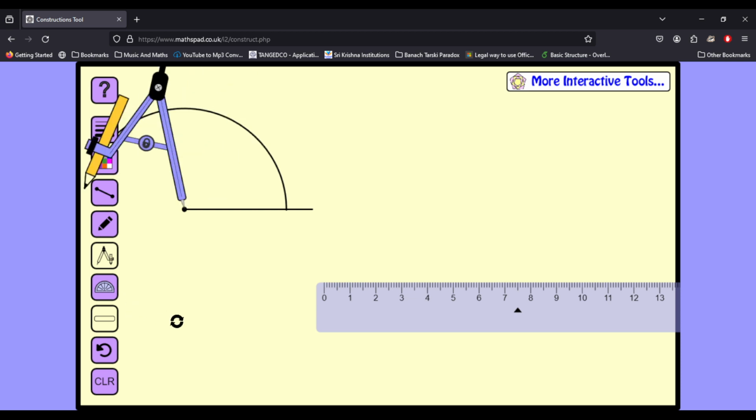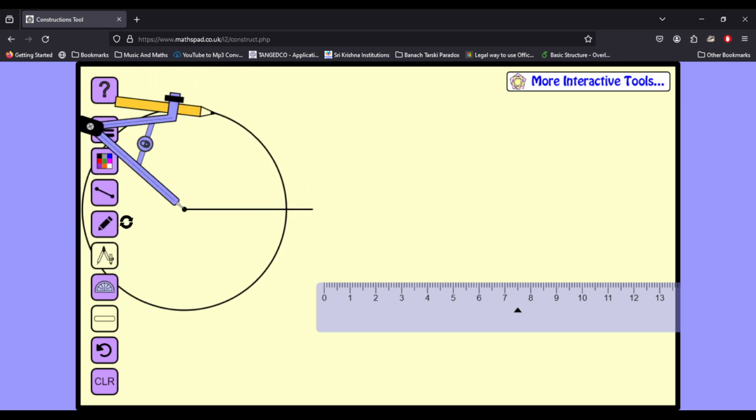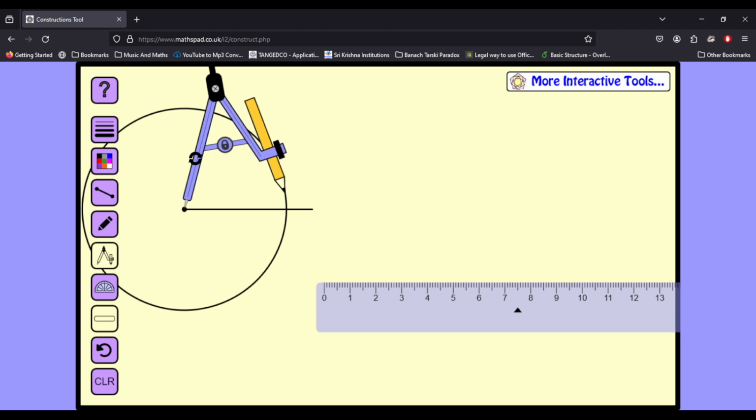So wherever the arc is, it will show me what the 4 centimeter radius will be from, right? This whole circle will have a radius of 4 centimeters. So no matter where I cut the arc, I'll be at a distance of 4 centimeters from this point, right? So now what do I need?